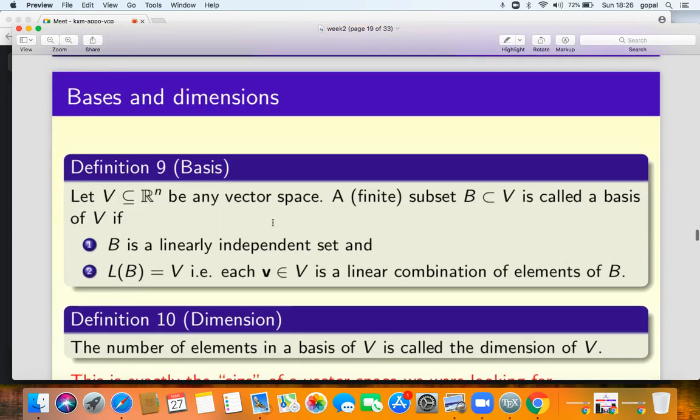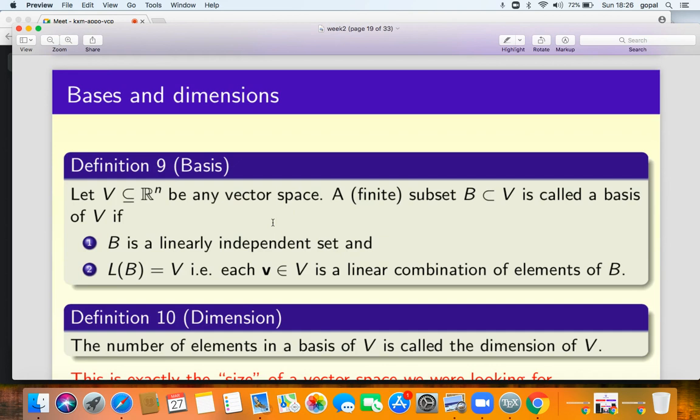And basis and dimension. What is a basis? First of all, you take a vector space V sitting inside Rn. A subset B is called a basis if it is linearly independent and it generates V. The linear span of B is V. Now what happens if I take the vector space to be the zero vector space? If V consists of the zero vector alone, then remember that the empty set is linearly independent and the linear span of the empty set is an empty sum. An empty sum is conventionally given the value 0. And so the empty set is the basis for the vector subspace consisting of the zero vector alone.